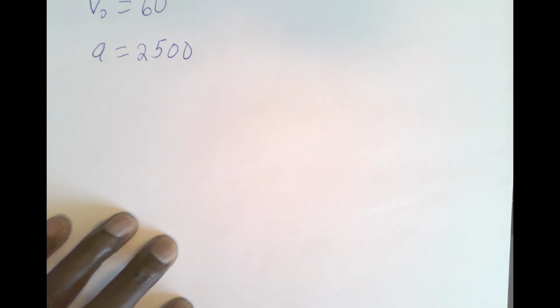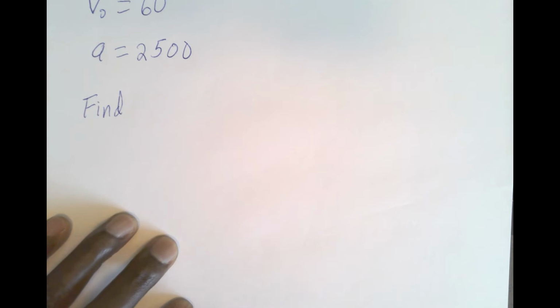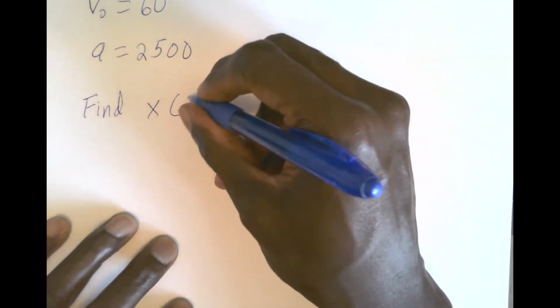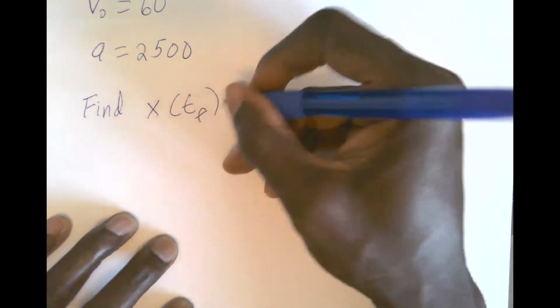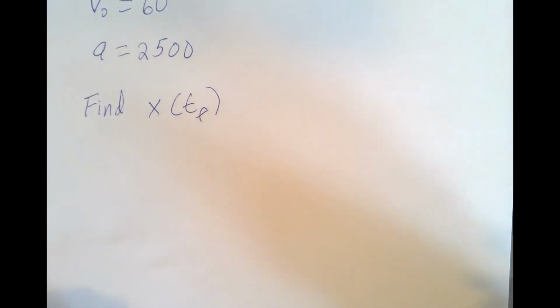All right, so again, I'm going to refer to t sub f as the time it takes the car to stop. And I want to see how far the car travels, so I want to find x of t sub f. So again, t sub f is the same thing as the time it takes for the car to stop. This time it's not given, so it's a little bit different. So let's begin the process, start off with the acceleration, and work our way to velocity, and if need be, work our way to position.